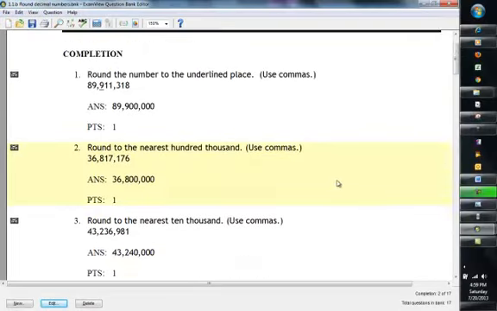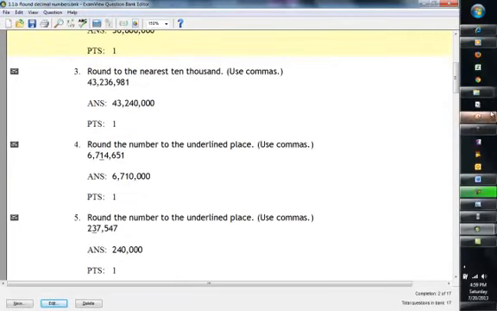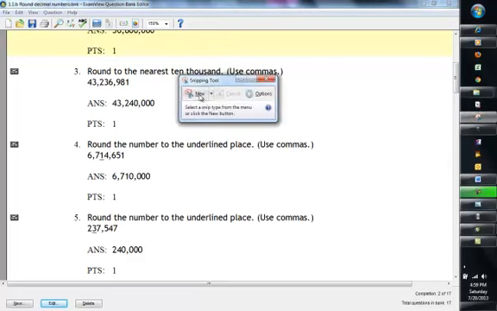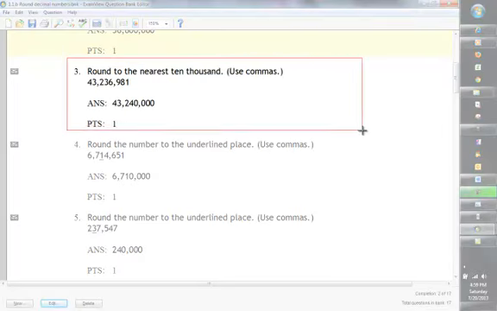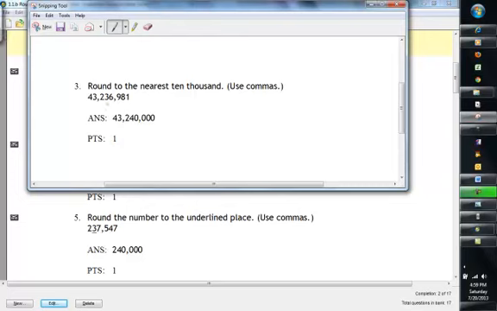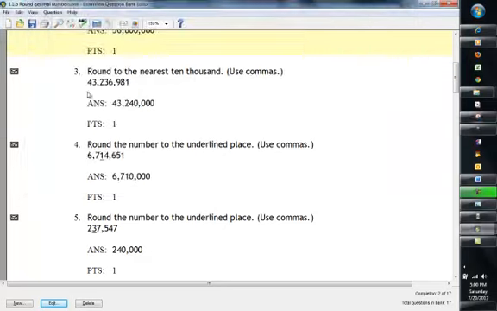Next one. Round this one to the nearest 10,000. Okay, we have to look at the 10,000s place. That's this place right here. All right. We look at the number after it, it's bigger than 5. So that means we have to change the number in the circle to a 4, 1 bigger, write everything in front of it the same, write everything after it as zeros. So it's 43,240,000.